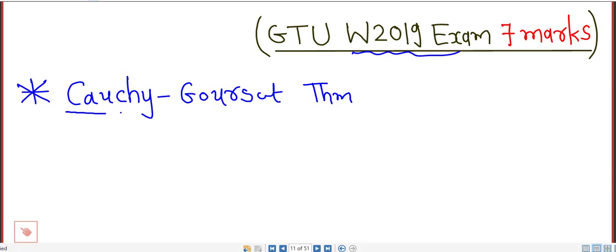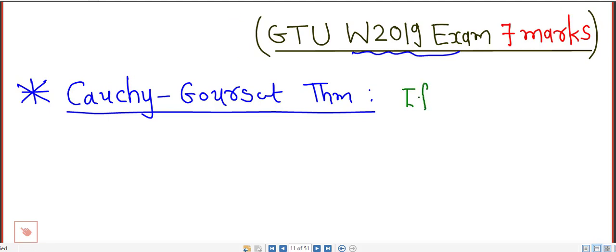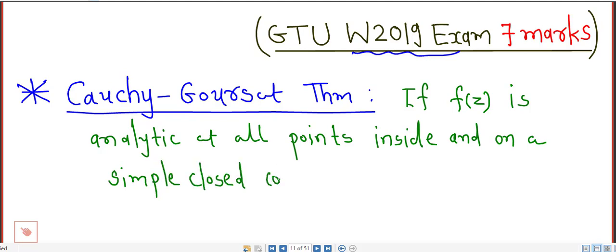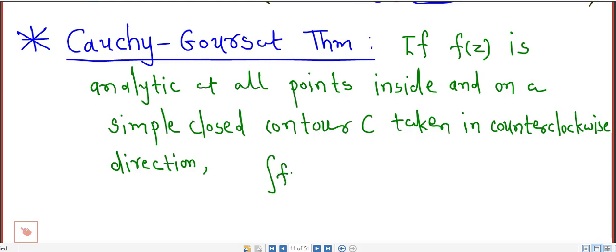So we just recall what is Cauchy-Goursat theorem. It says that if complex function f of z is analytic at all points inside, that is interior, and on a simple closed contour C, which we considered in counterclockwise direction, then integral of this complex function over this simple closed contour is always 0.